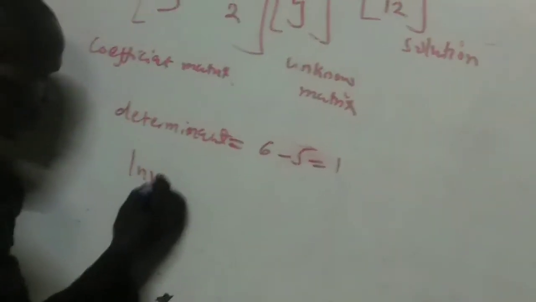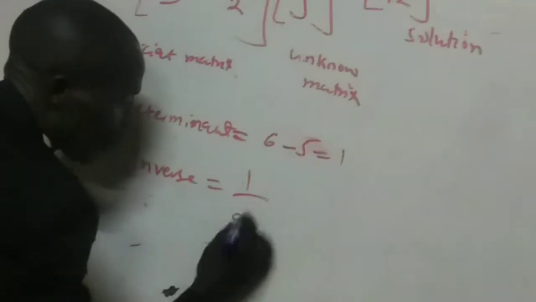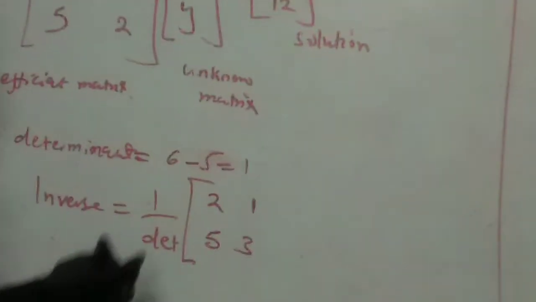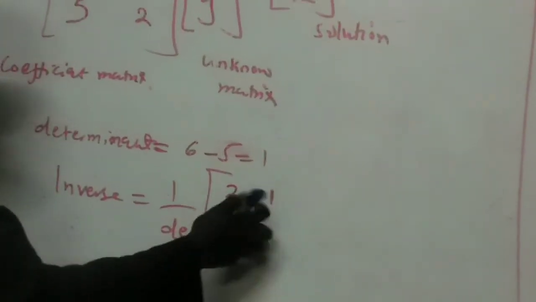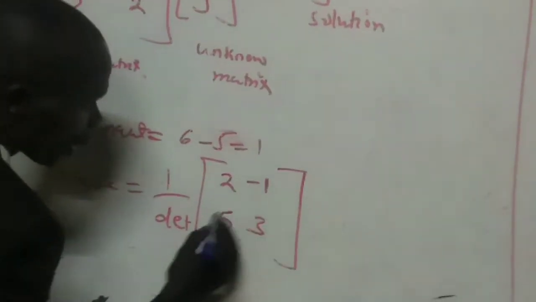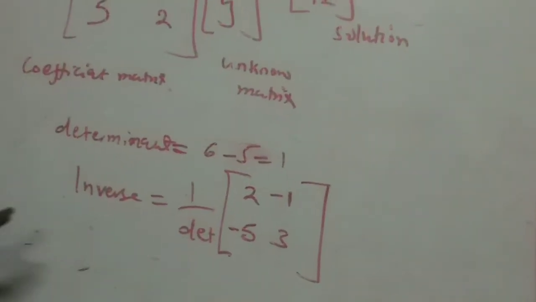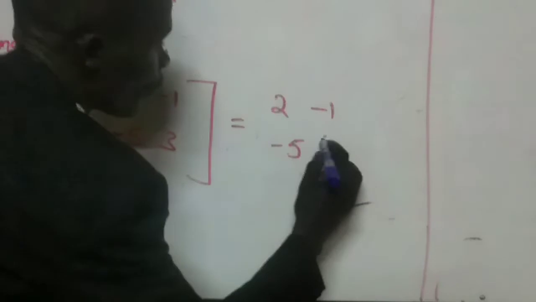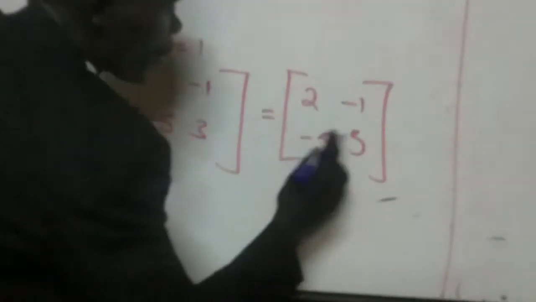So having got the determinant, then we now get the inverse. Then we say that inverse is 1 over determinant, we multiply by the elements in the leading diagonal altered, where there was 2 we write 3, and where there was 3 we write 2. Then the other elements we negate. And since determinant is 1, then the inverse of this matrix will be 2, negative 1, negative 5, 3. So that is the inverse of that matrix.